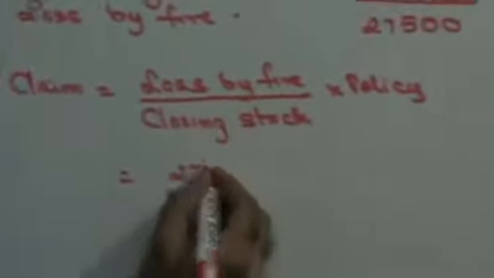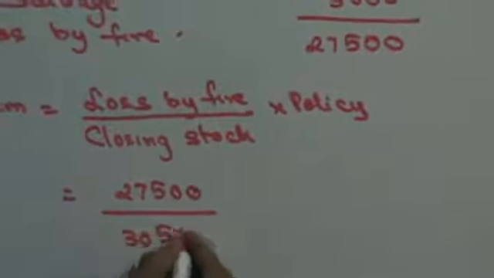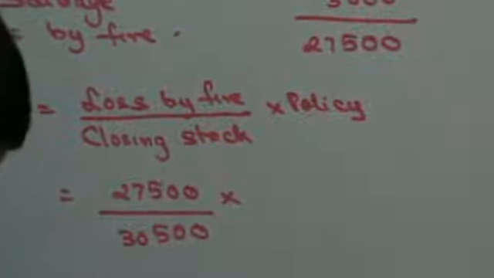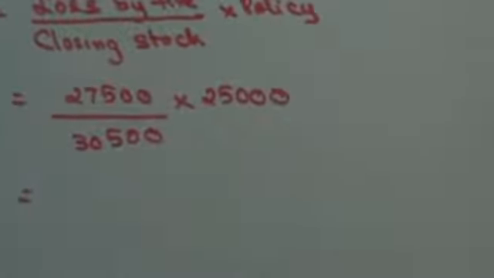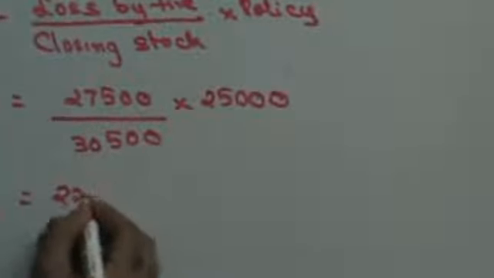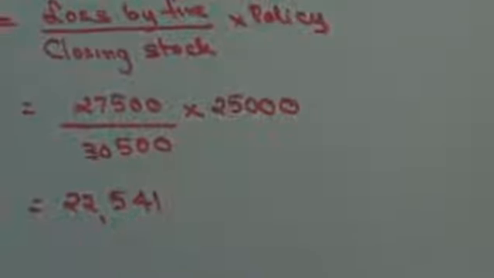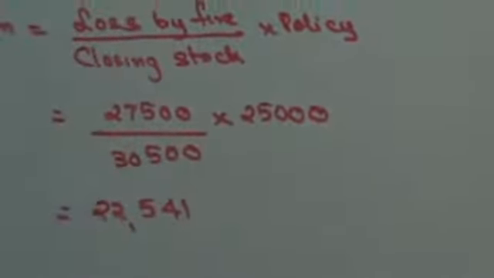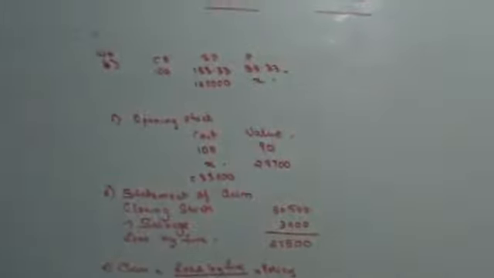Loss by fire is 27,500. Closing stock is 30,500. Policy amount is 25,000. Right? So when you simplify this, you will get 22,541. So the insurance company will give you a claim of 22,541. So let's see the next sum, guys. Let's see illustration 9.